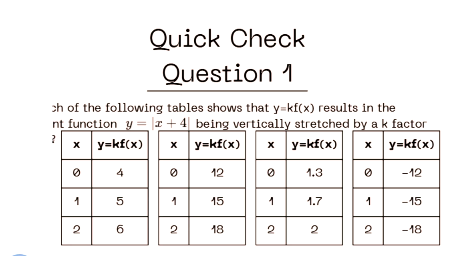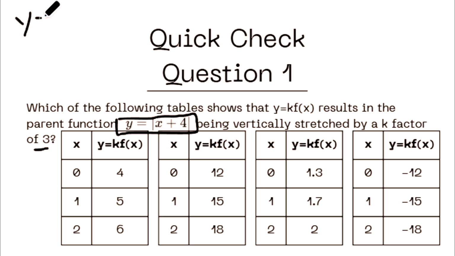Okay. This is going to take a little bit of thought, but I'm going to walk you through how you would do this. So this is our initial formula, and we're going to change it by a factor of 3. So first we need to write our new formula. Okay. So we have y equals, and we're multiplying everything by 3. And then we're going to put a parenthesis, and we have the absolute value of x plus 4. Okay. This is our new formula.